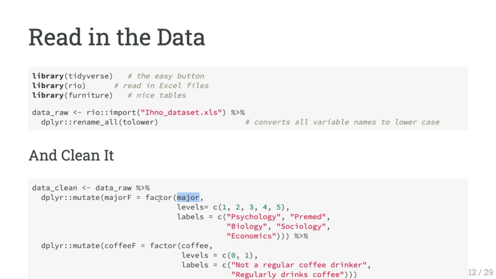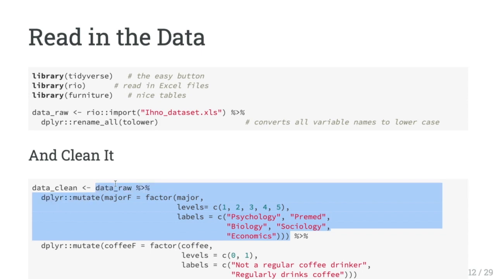What we want to do now is turn that into a categorical variable. So we're telling R that it's a factor. And the levels are 1, 2, 3, 4, 5. And the labels for those are psych, pre-med, biology, sociology, and economics. And then we just close all that up. So right there, if we were just to run that, it would just create a new variable called major F for the factored version of major.